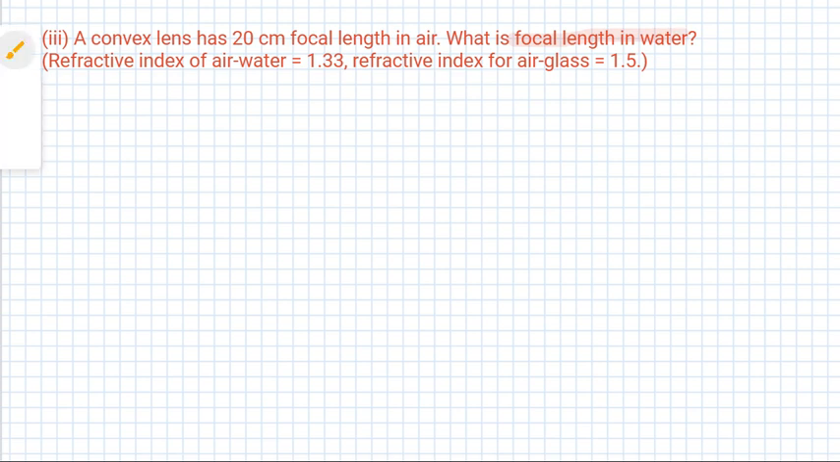And what they have given? They have given what kind of lens you have? Convex lens. What is the focal length of this convex lens in air? 20 centimeter when the surrounding medium is air. Apart from this, they have given the refractive index of air to water is 1.33. And the refractive index of air to glass is 1.5.